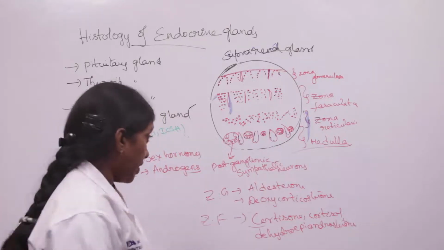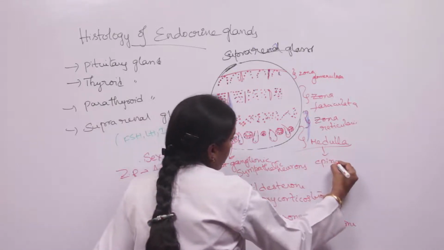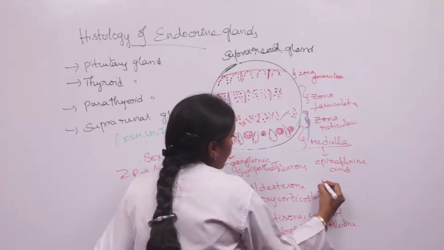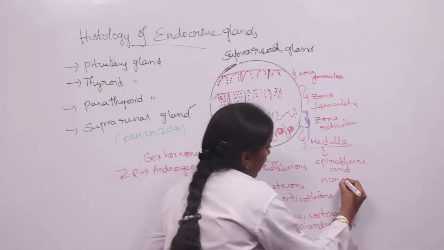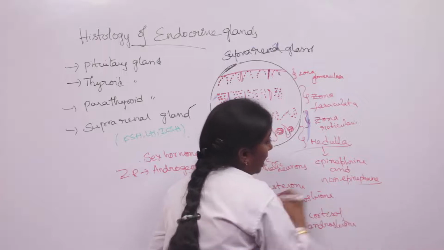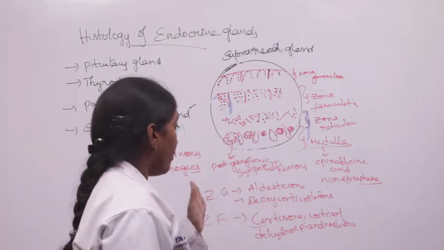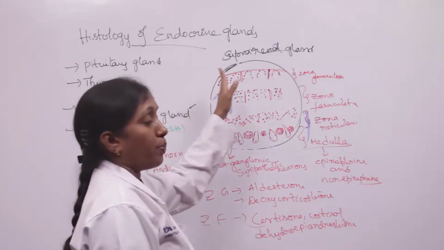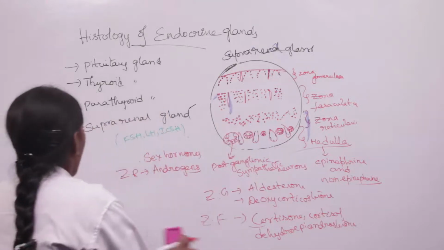The medulla secretes epinephrine and norepinephrine. These hormones are released during extreme emotions like fear and anger. Okay, so that's about the various hormones secreted by the adrenal gland, or suprarenal gland.